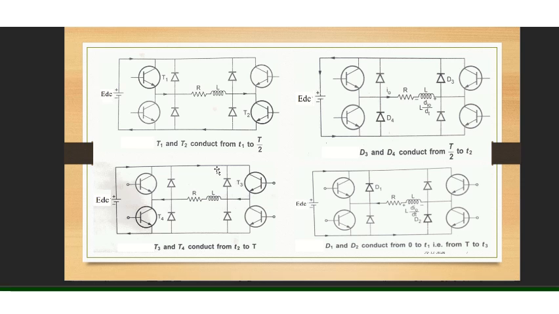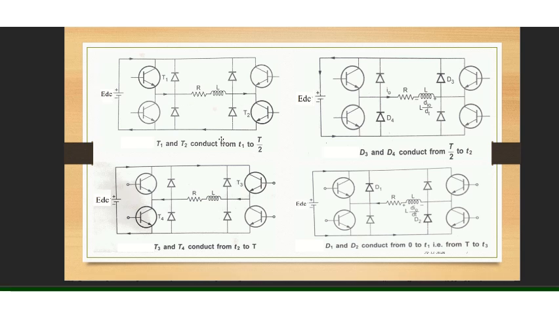Say, for example, T1 and T2 are conducting between the time duration t1 to T by 2. Assume that at some time instant you have turned on T1 and T2. So observe how the circuit operates: from EDC via T1, via the load, T2, and going back to EDC. So observe the direction of the voltage and the current here.